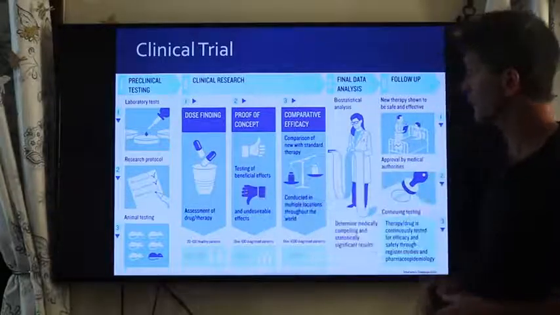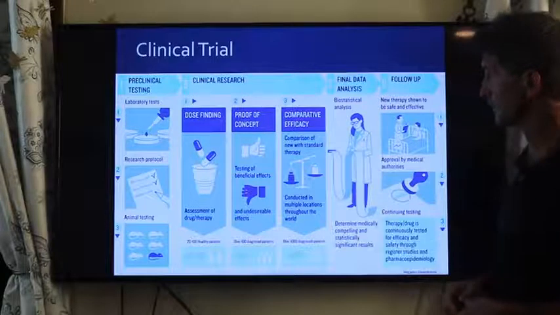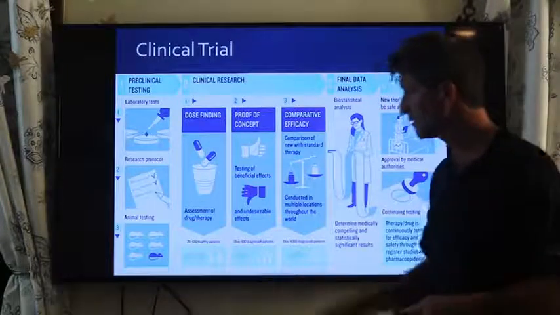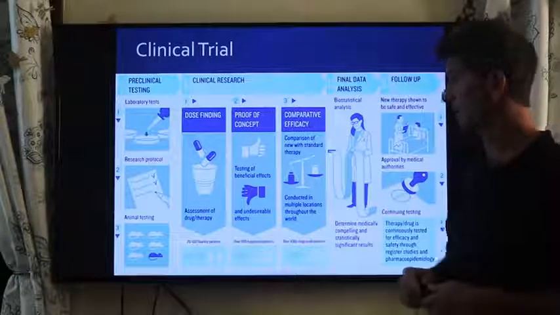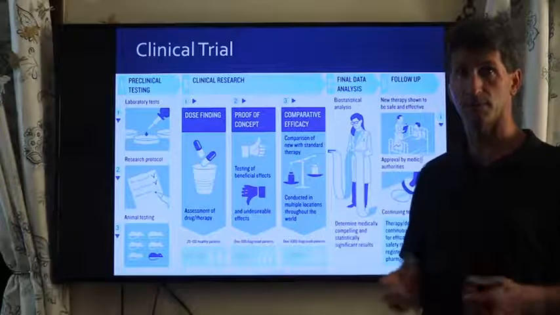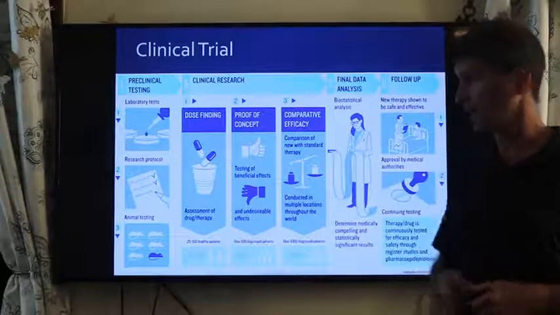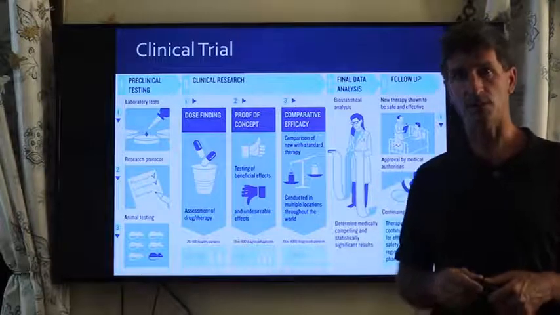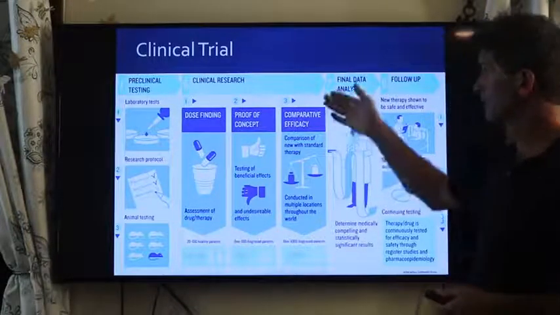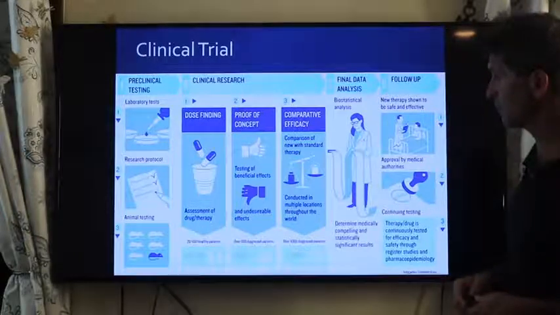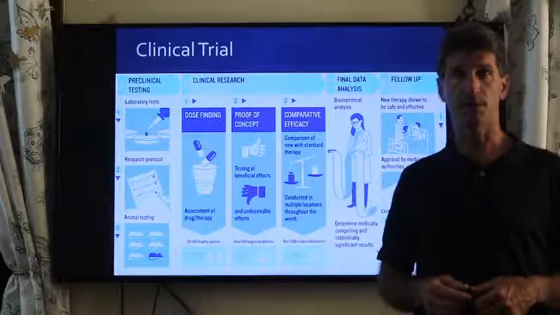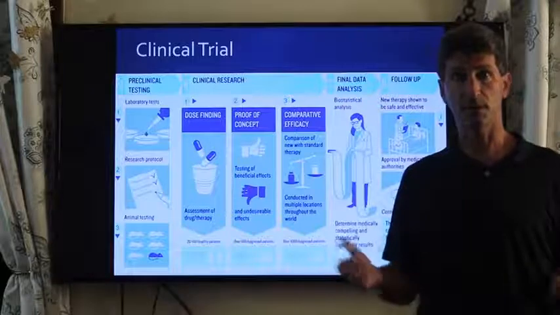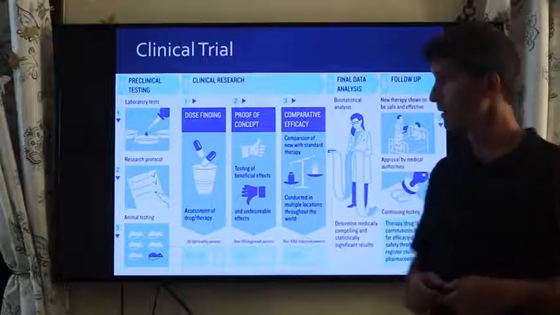That's phase 1. Phase 2 is proof of concept. Do we see beneficial effects? For instance, again, do we generate antibodies? Can we identify any undesirable effects? Are there side effects? Finally, phase 3, which is the double blind, compares this particular therapy, vaccine, to existing therapies.